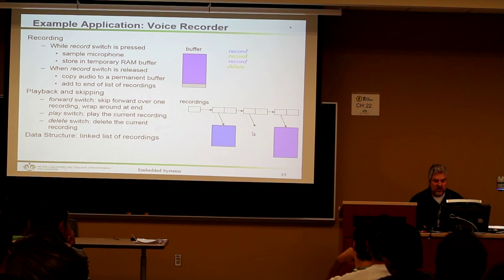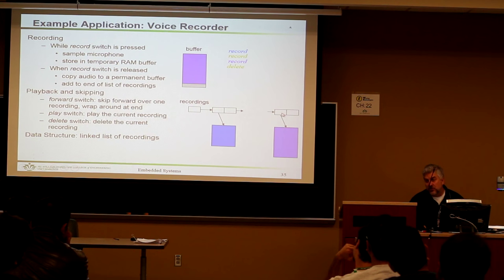So I don't need that data structure. Of course, the pointer to that I'm not going to need. But this was the first recording, and this is the third recording. I need to make sure that the first recording is now going to point to the third recording, which will be stored as the second now. And so I'll need to change that pointer right there as well.